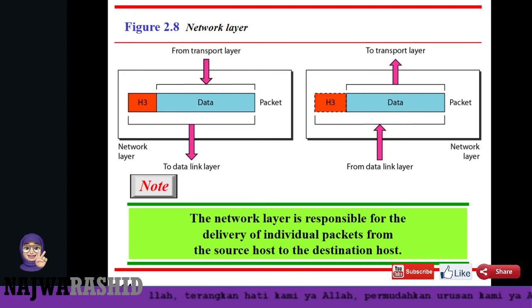The next part is the network layer. So the network layer deals with data in the form of packets. We call it a packet. We have bit, frame, packet. So the network layer is responsible for the delivery of individual packets from the source host to the destination host.